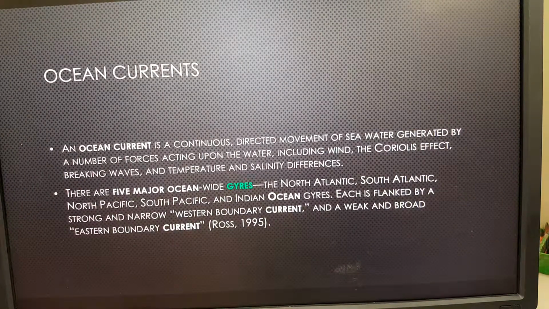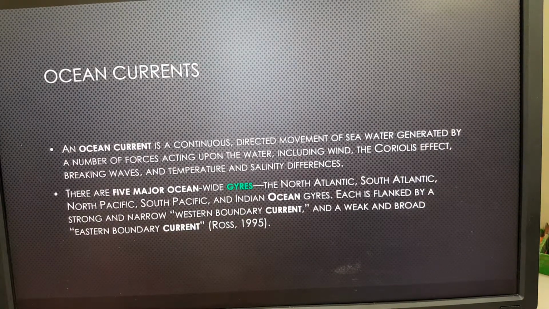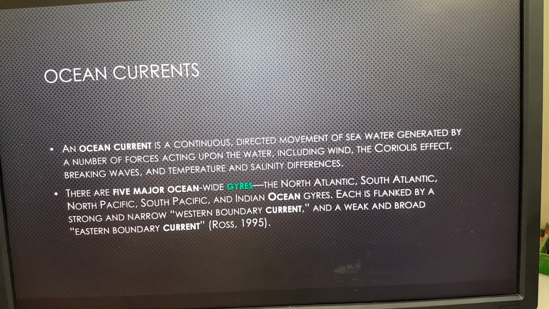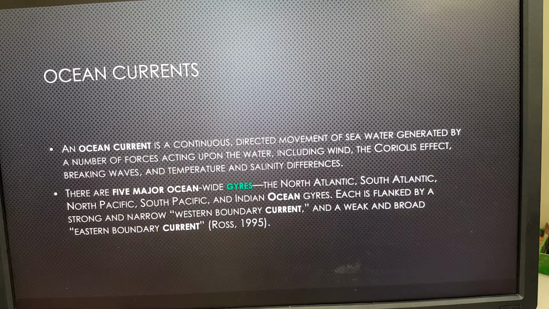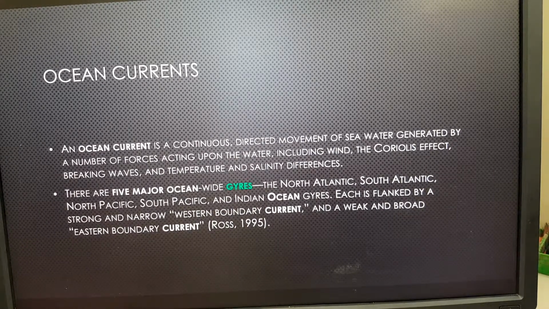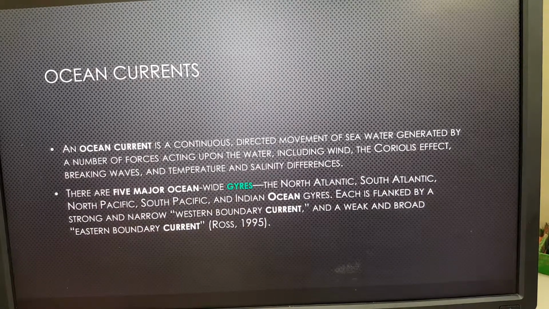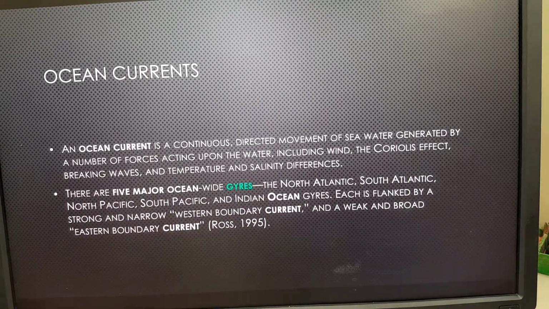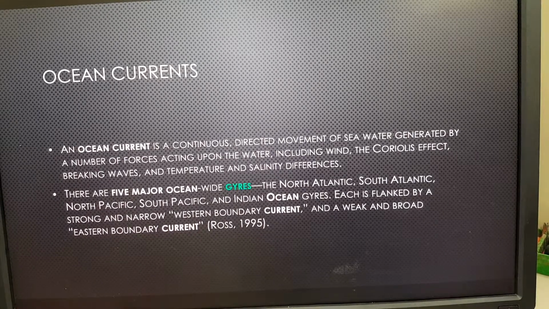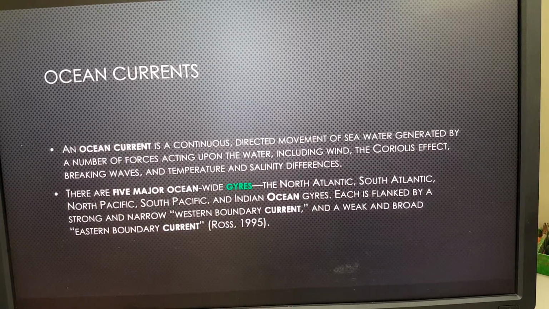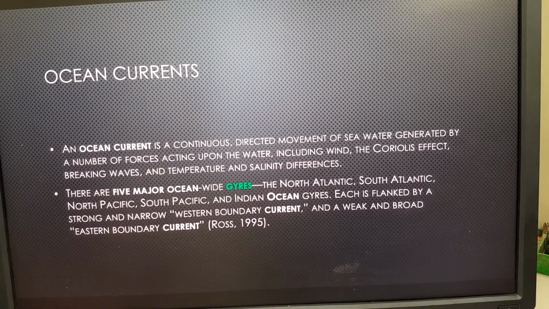So now let's talk about ocean currents. An ocean current is a continuous, directed movement of seawater generated by a number of forces acting upon the water, including wind, the Coriolis effect, breaking waves, temperature, and salinity. So there are all these differences going on that cause the ocean currents.